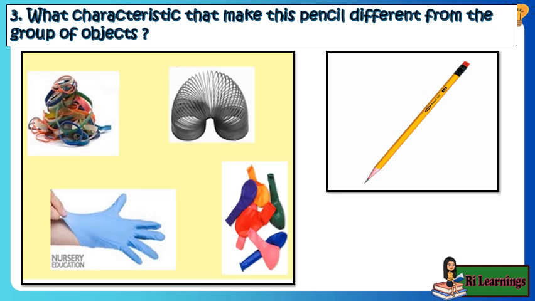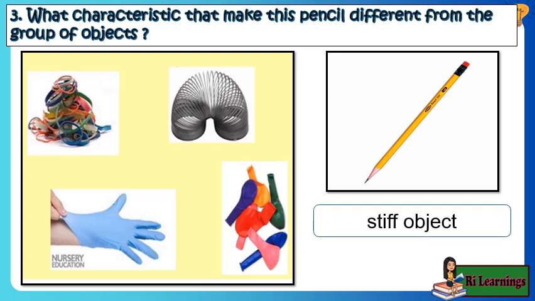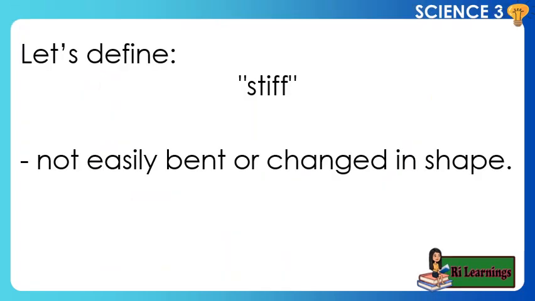What characteristic makes this pencil different from the group of objects? The pencil is a stiff object. Stiff: not easily bent or changed in shape.